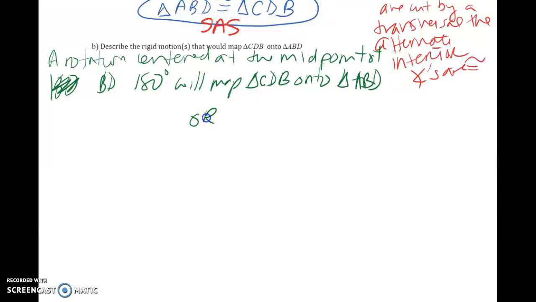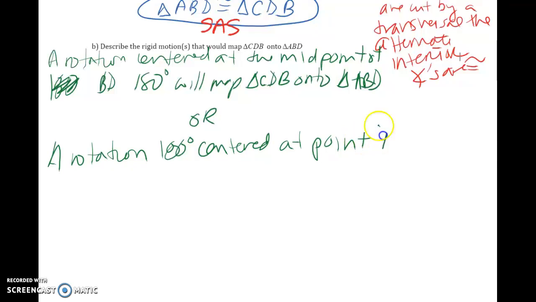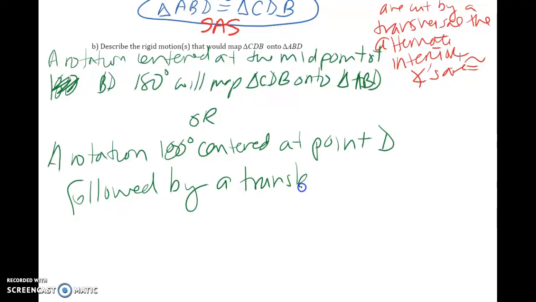Or I can say a rotation, 180 degrees, centered at point D, followed by a translation. And again, I must state what point maps to what point or include a vector, D to B. And that's it.